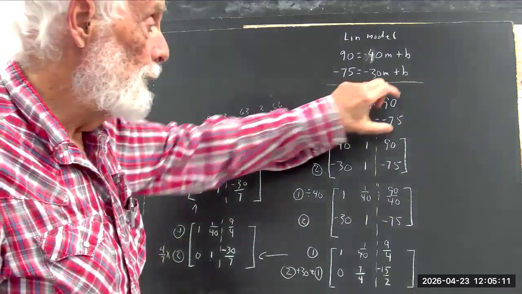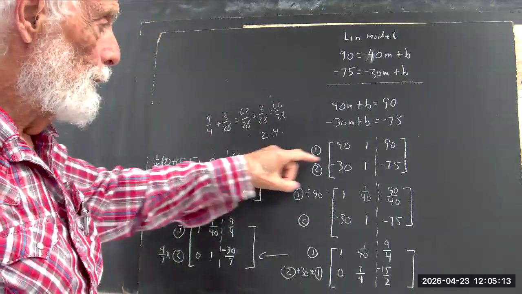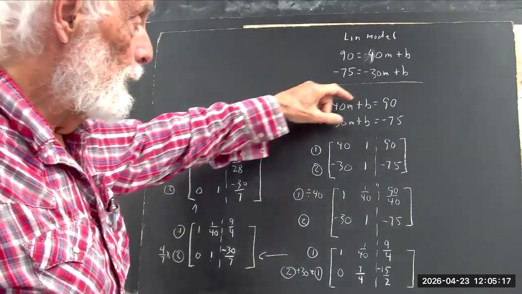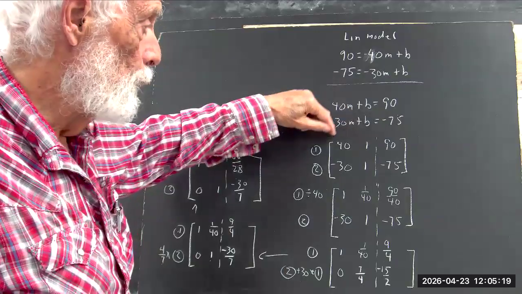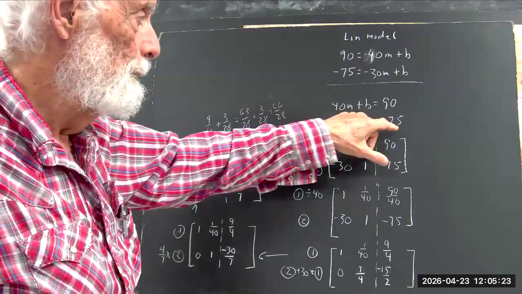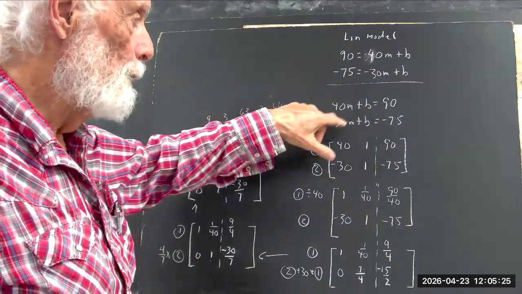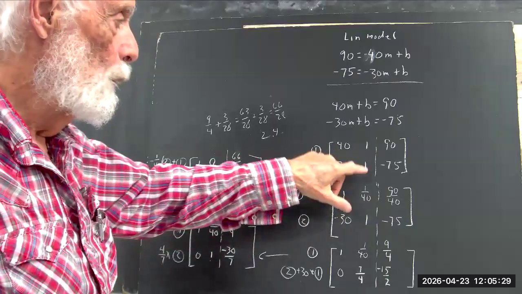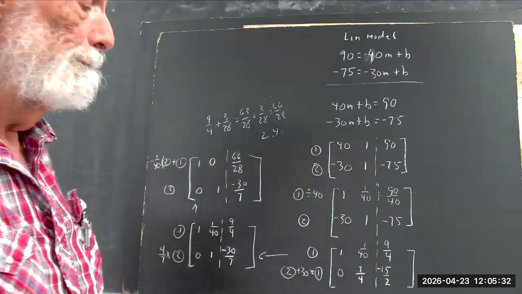We've only got 2 equations and 2 unknowns. We can write those equations as an augmented matrix. 40m plus b equals 90 becomes 40, 1, 90. Negative 30m plus 1b equals negative 75 becomes negative 30, 1, negative 75.